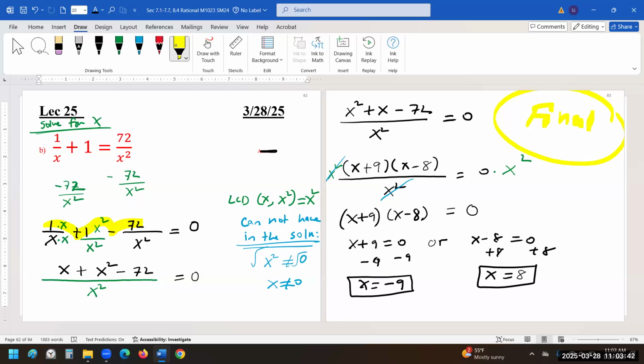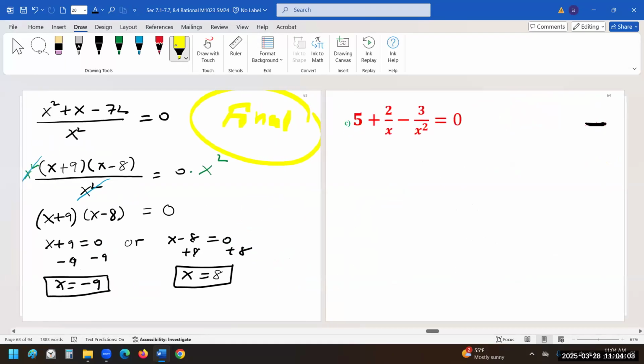Any question? Again, there are many other ways of doing it. If you prefer your method, as long as it's correct, I don't care. But if you bring everything to one side and simplify, then your life will be much easier. You don't have to worry about what we cannot have in the denominator at the end. So this question already has everything. Life is easy. We go for LCD directly.